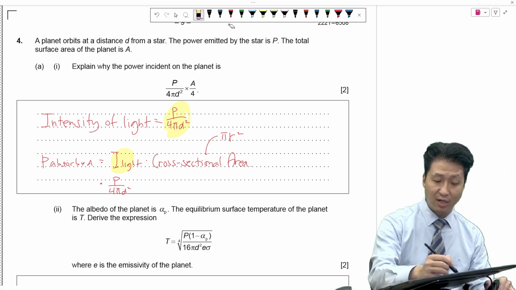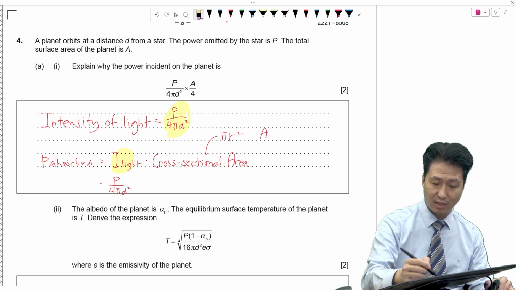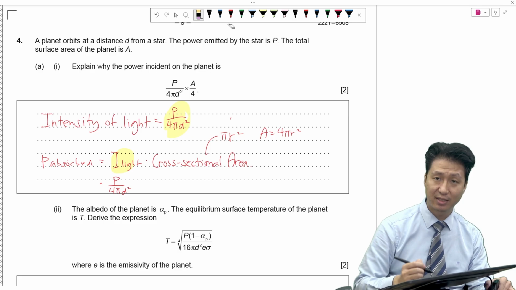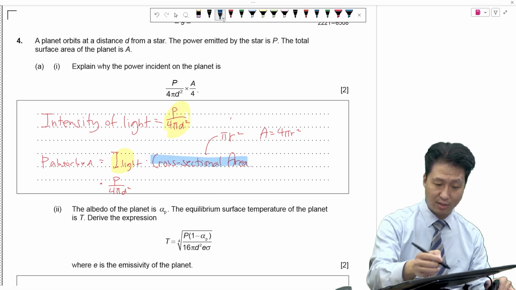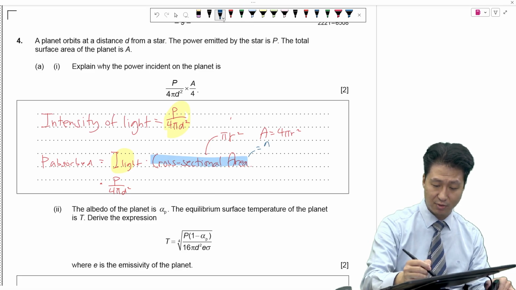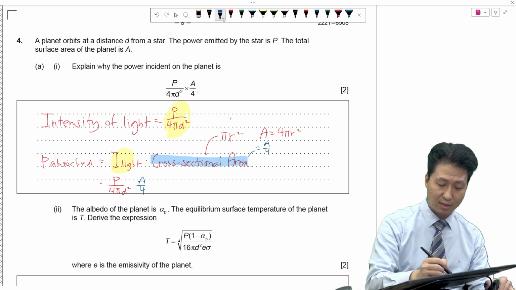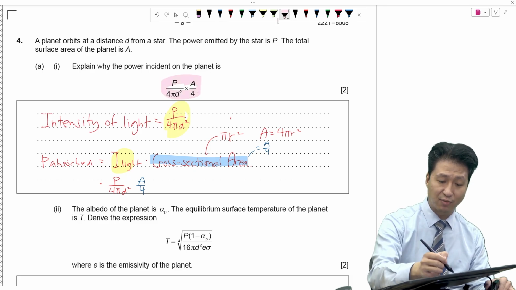But the surface area of the whole planet is 4 pi r squared. This cross-sectional area is exactly 1/4 the surface area of the planet. So this cross-sectional area is equal to A over 4, which means put it here, and you get the equation that we are required to prove.